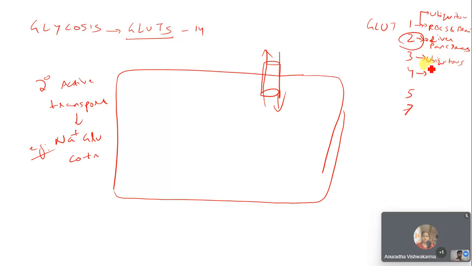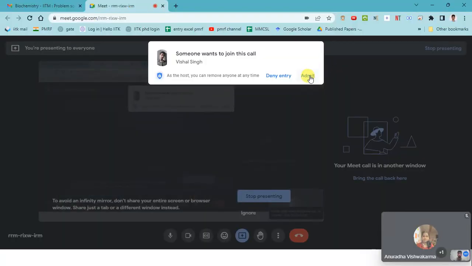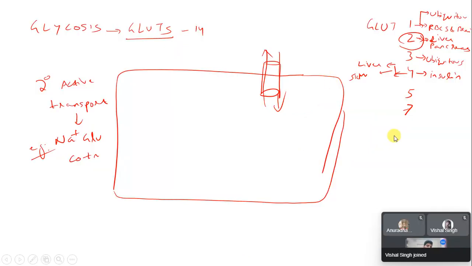GLUT4 is one more special GLUT. It is mediated by insulin. What are the places where glucose is stored? In the form of glycogen, it is stored in muscles as well as the liver, hepatocytes, and skeletal muscles. So GLUT4 is in the liver, skeletal muscles, and adipocytes.